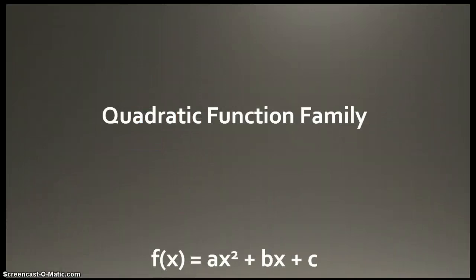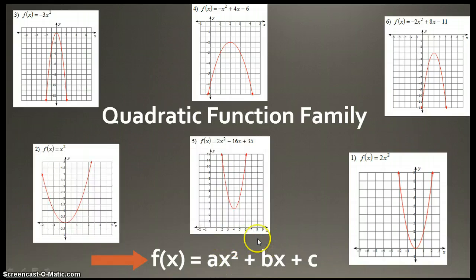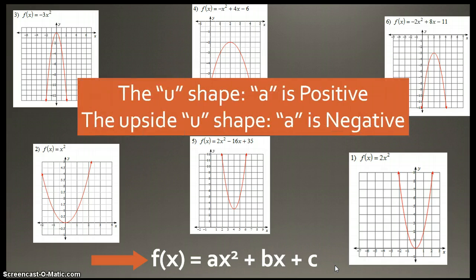Our third function family is the quadratic function family. Quadratic function family has an equation of f of x equals ax squared plus bx plus c. Anytime you have a 2 as an exponent, so it's x squared, you're going to have a quadratic equation. A quadratic equation is a U-shape. If you have a regular U-shape, that means a is positive, which means you have a positive graph. So anytime you have this upwards U, it's a positive graph, which means the number right after the equal sign is going to be positive.